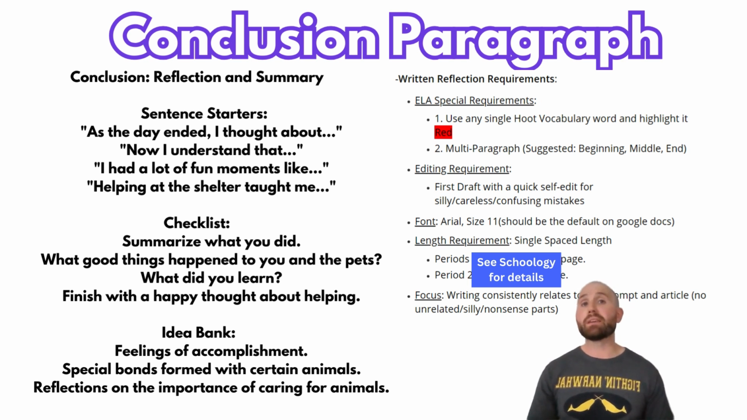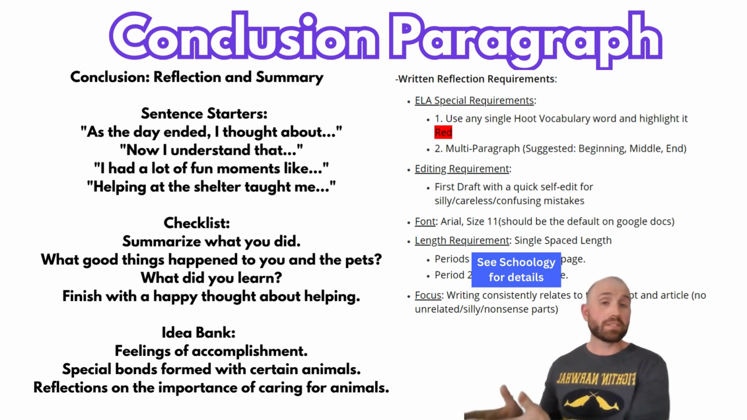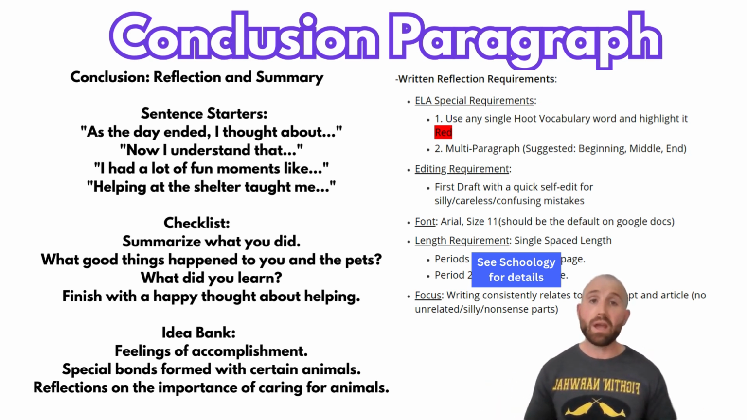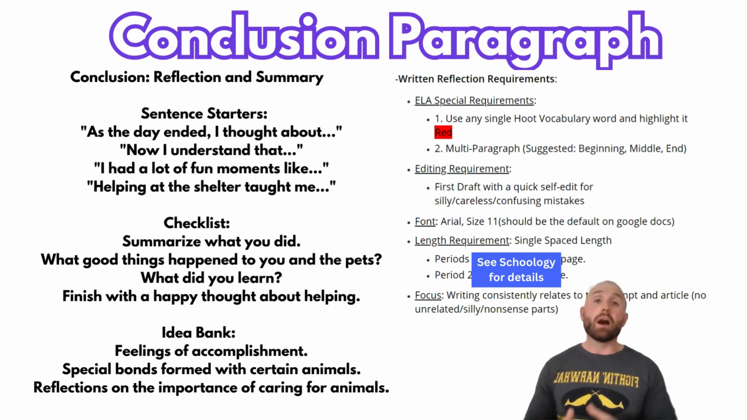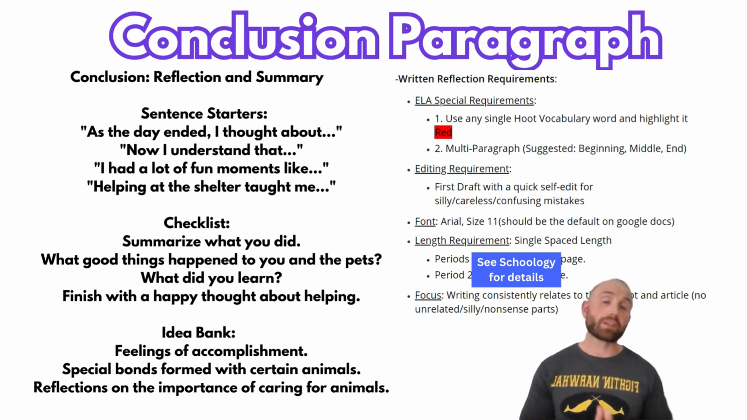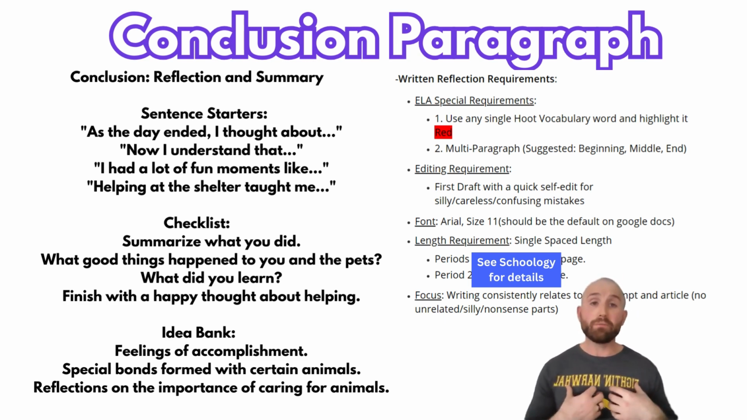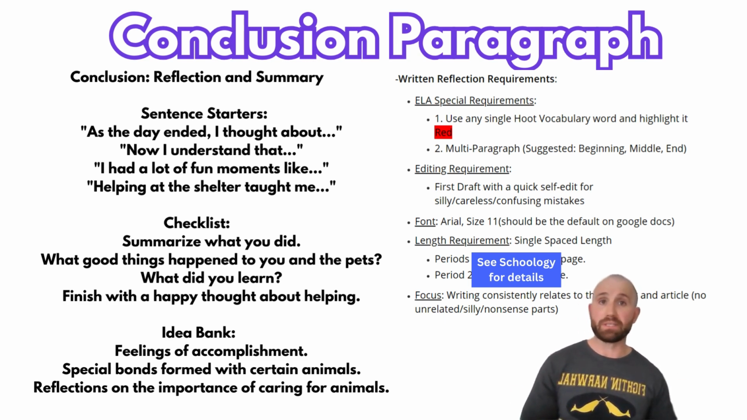If you want some ideas, here's some from the checklist and the idea bank. You could simply summarize all the activities that you did, all the volunteer activities you did in a new and different way. You could talk about the new specific skills that you learned. If you want, I think a good direction to go to wrap it up with the last two sentences is to talk about how you feel accomplished for having completed all these tasks.